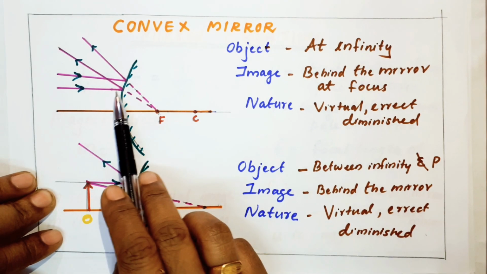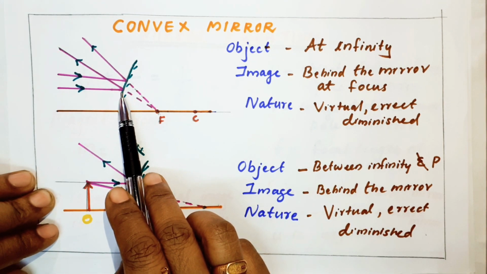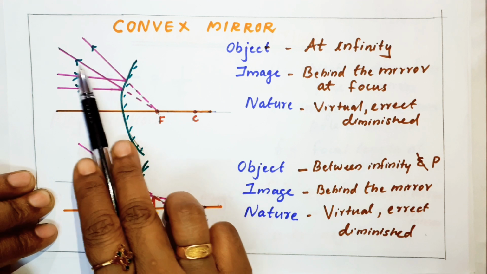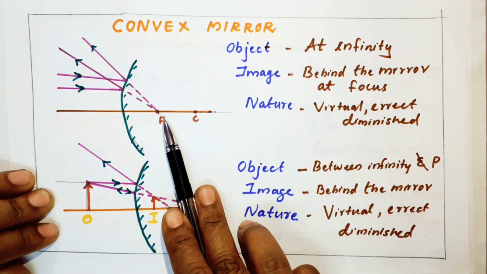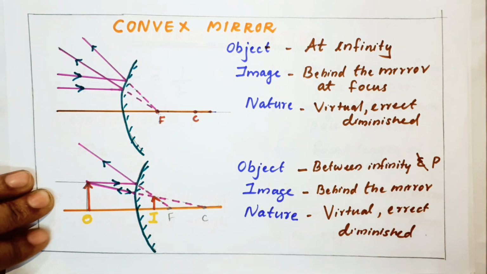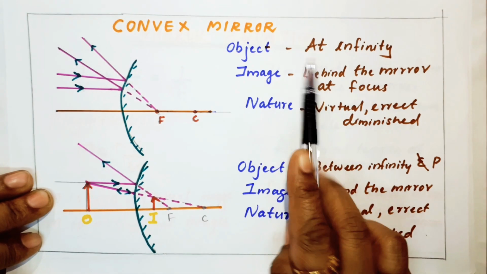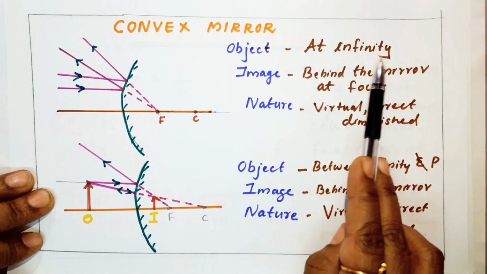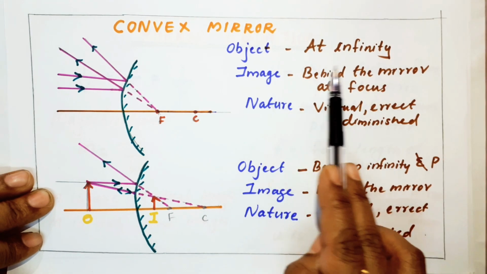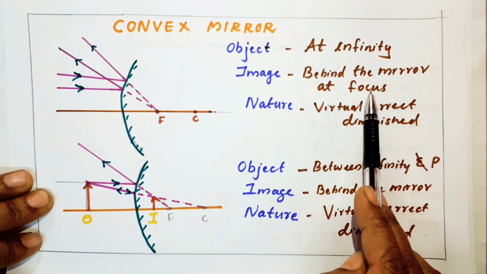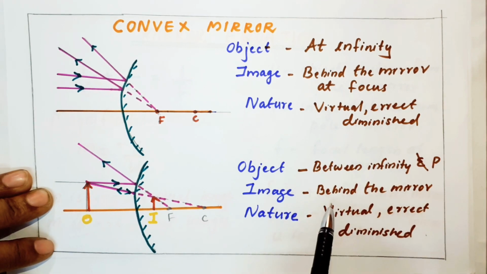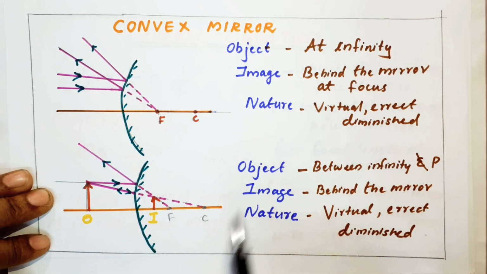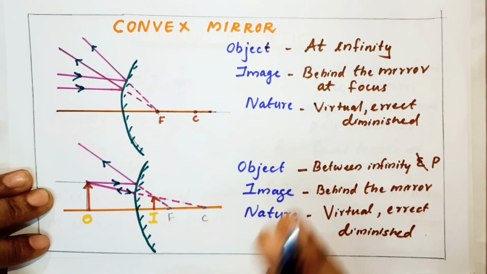So these light rays, after meeting at the reflection point, get reflected. The reflected ray appears to come from a point. That point we call by the name focus. So that only I have written here. When the object is at infinity, the image will be formed behind the mirror at focus and it is virtual, erect and diminished.